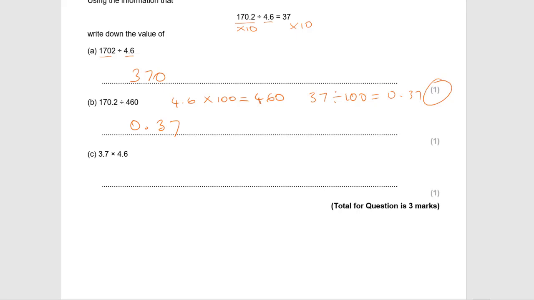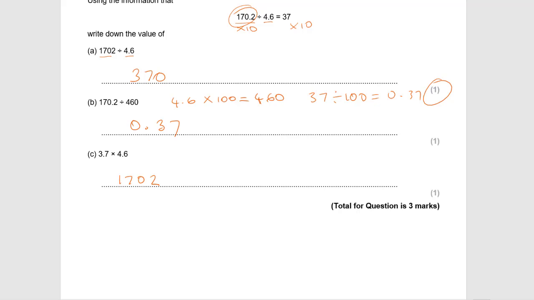Next, 3.7 times 4.6. Now this time we can see the numbers have been rearranged. So we've got 37 at the front, times it by 4.6. Now we know our answer is going to involve these 4 digits, 1702. But we just need to decide where the decimal point is going to go.